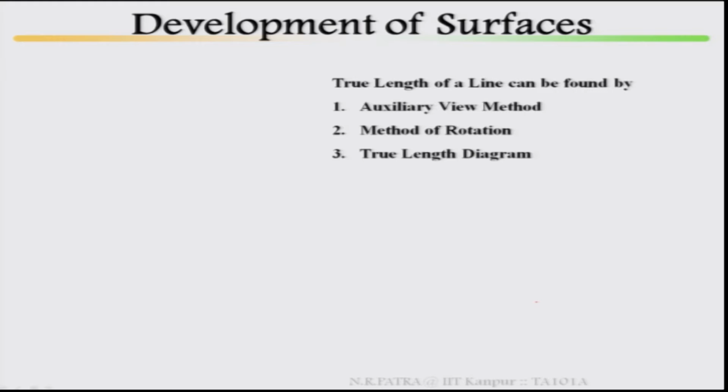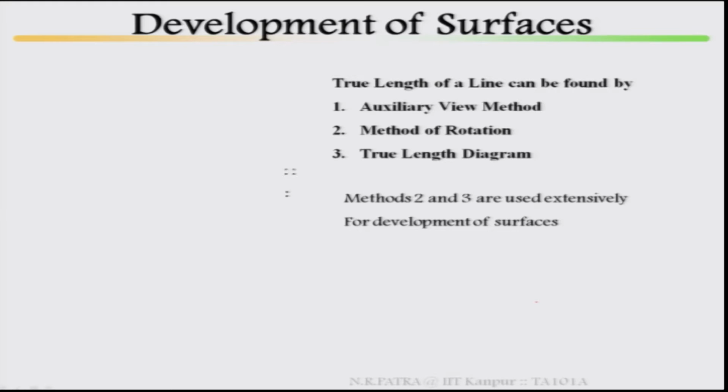True length of a line can be found by number 1, auxiliary view method, number 2, method of rotation, number 3, true length diagram. Methods 2 and 3, method of rotation and true length diagram, are used extensively for development of surfaces.